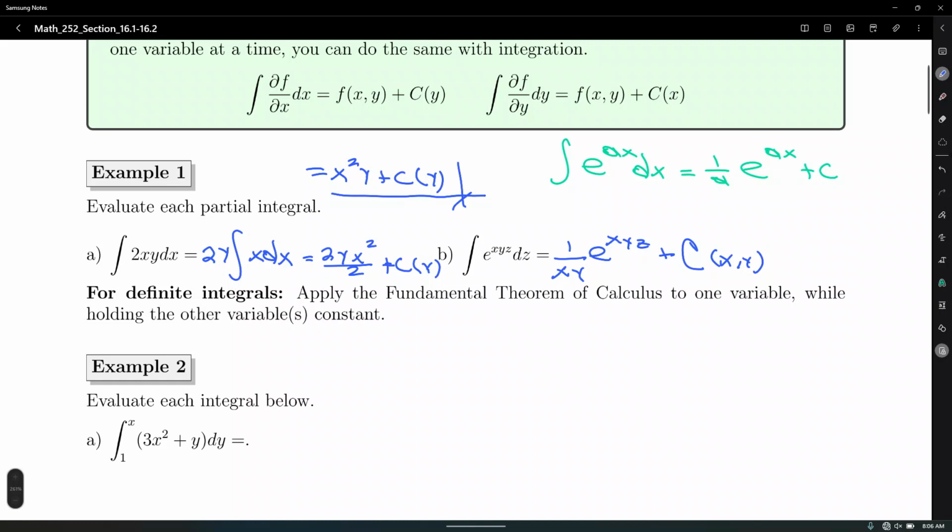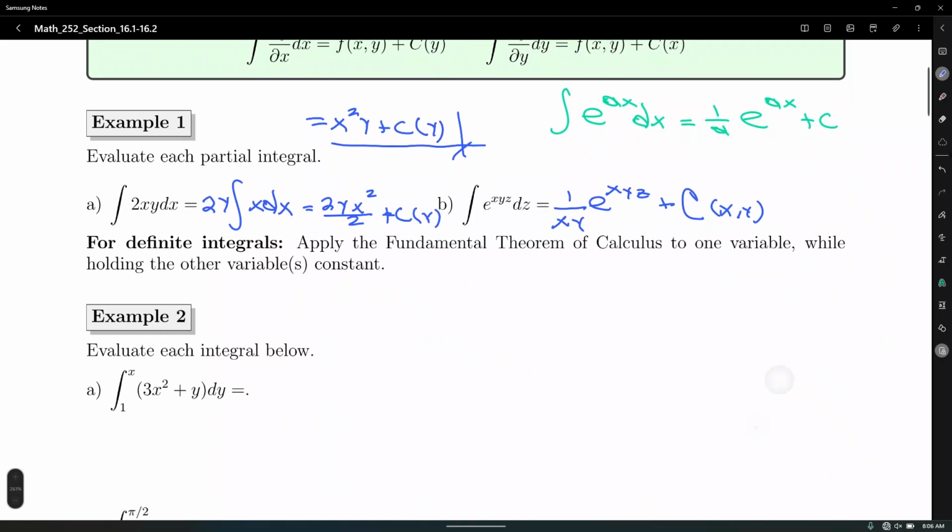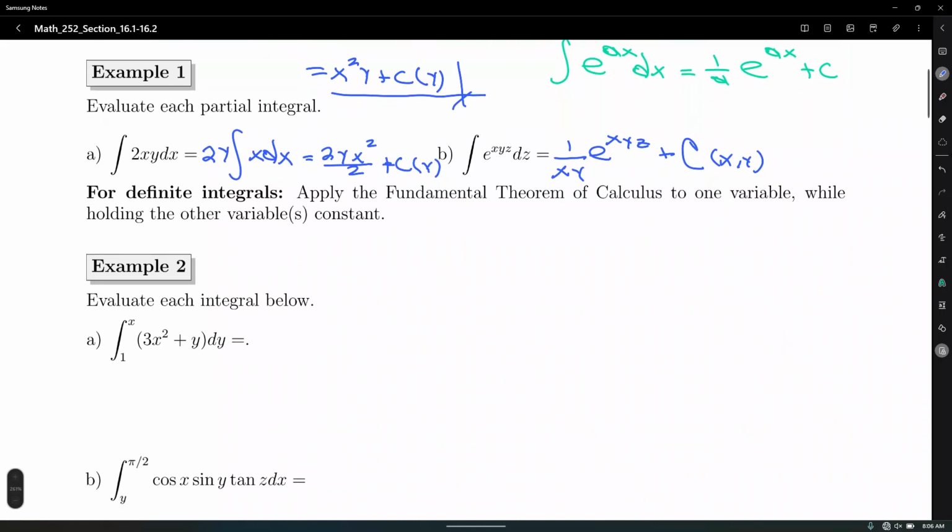Okay, so let's evaluate the first integral right here. Evaluate the integral from 1 to x of the function 3x squared plus y with respect to y. So we're not doing double or triple integrals here. We're getting the tools first. How are we going to do the partial integration? Then we're going to put all of it together in a double or a triple integral.